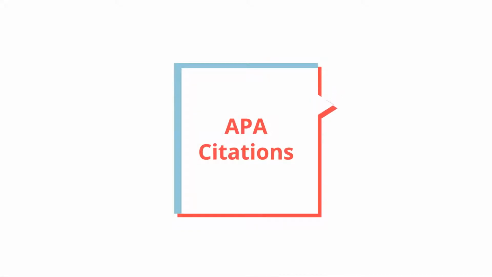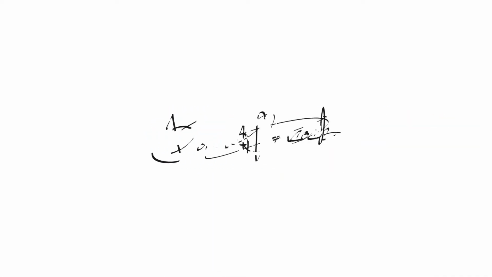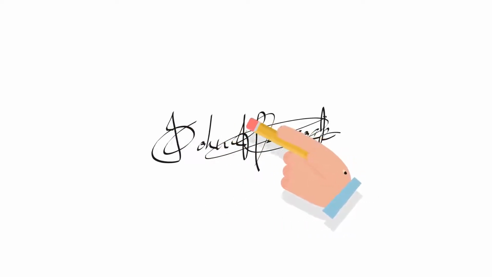Hello and welcome to Citation Basics, where you'll learn how to create citations for websites, books, ebooks, and journals according to the American Psychological Association, or APA, style. In order to avoid committing plagiarism, it's important to understand how and where to cite and reference sources you have used to write your research paper.